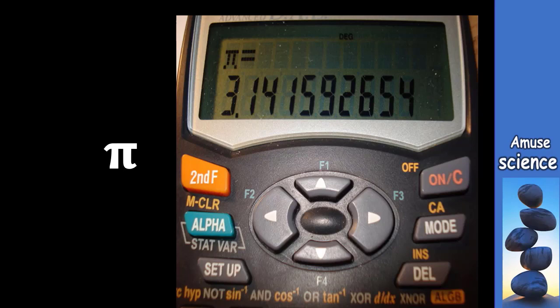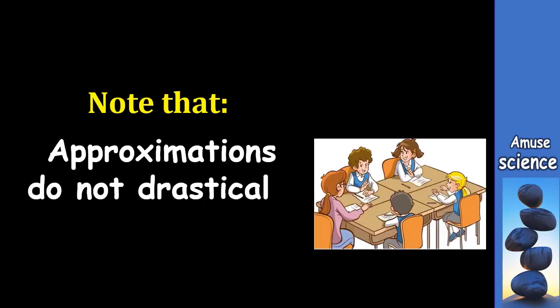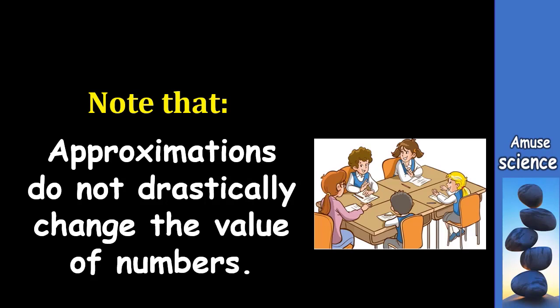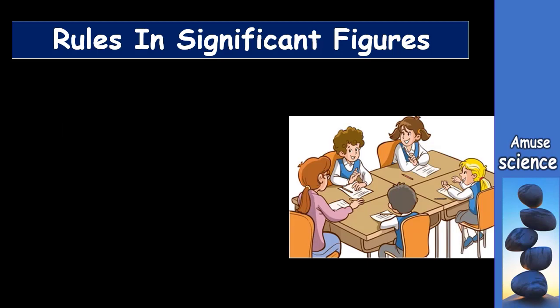What we have to take note of here is that approximations do not drastically change the value of the numbers. Your answer should be close to the original figure that you are given. Alright, having said that, let us go into what significant figures are. Significant figures are the number of digits in a value or measurement necessary to decide the accuracy of the value or measurement.